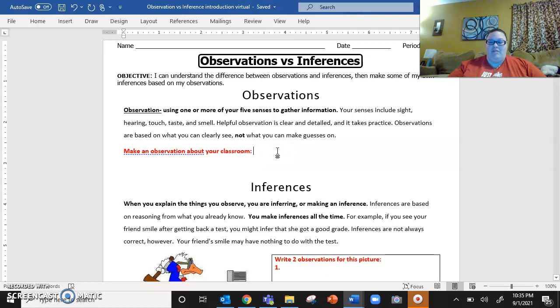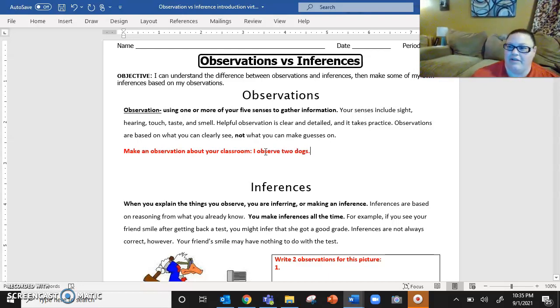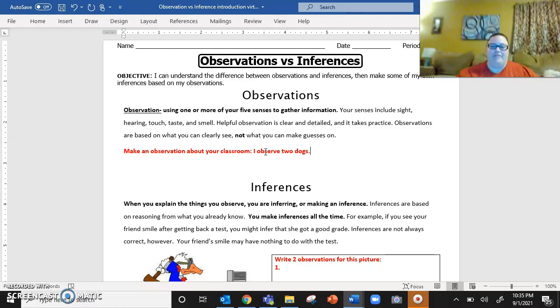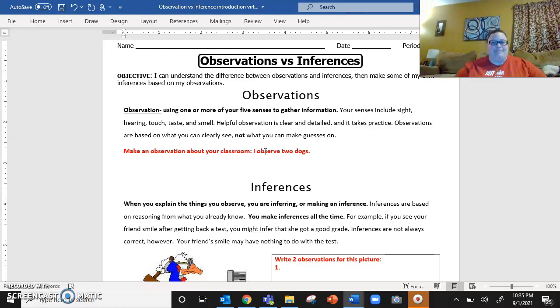So I want you to pause this video and make an observation about the room that you are currently in. I know it says classroom, but just make an observation about your room. Okay. Hopefully you have it written down. Observation for mine is I observe two dogs. There's the one, there we go, right there, and then the one right there. So those are things that I can see.